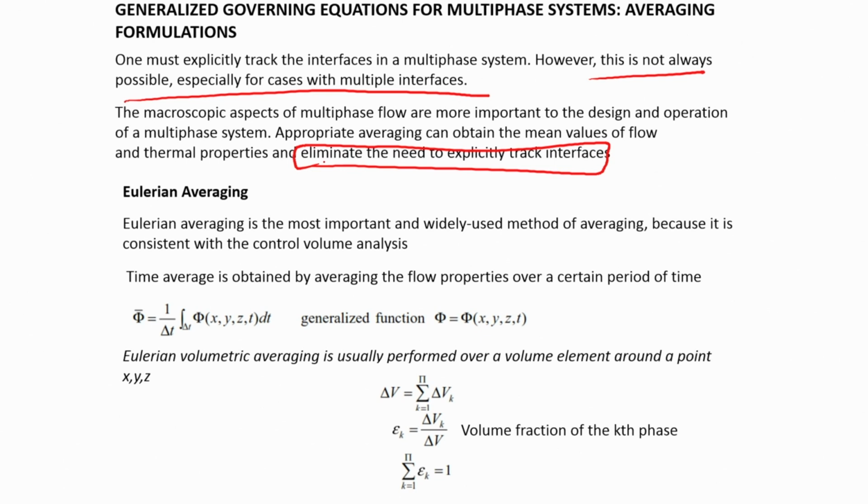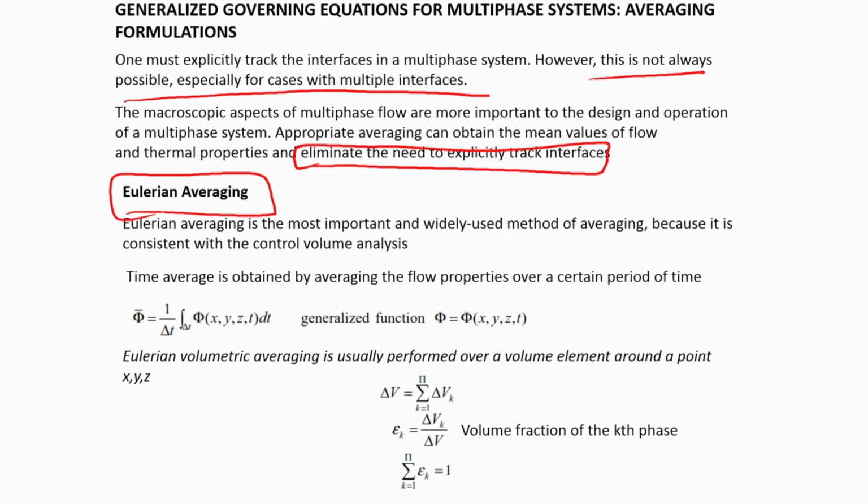So, what are the ways by which... because we can write governing equations, not a problem, but if the problem involves such complicated interfaces, it may not always be feasible to track the interfaces and to analyze the problem in a very simple way. So, one such averaging will be the Eulerian averaging scheme.